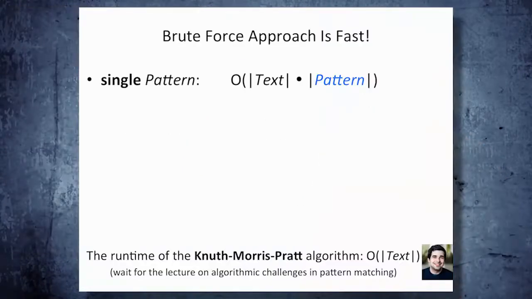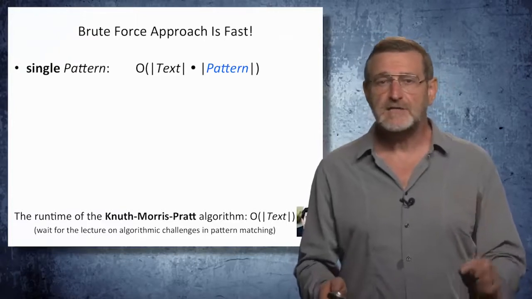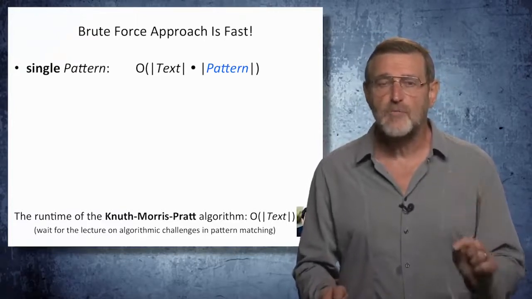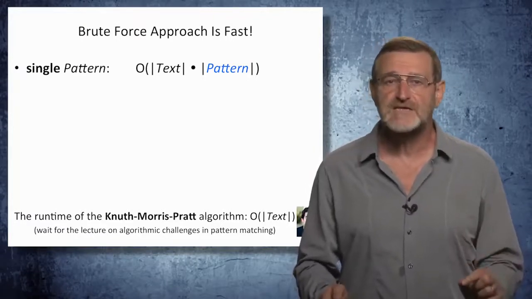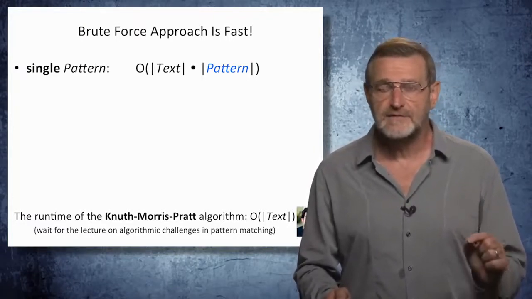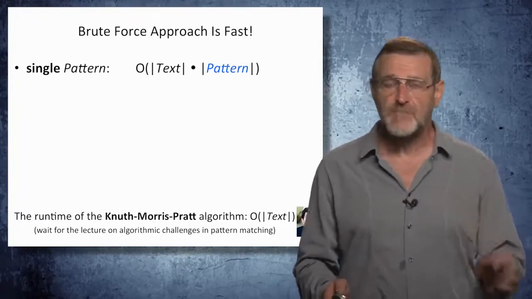This approach is actually very fast. It takes only O of |Text| times |Pattern|, because every time we drive along the text, it may take us up to |Pattern| symbol comparisons to figure out whether the pattern matches the text at a given position. And Misha will tell you later how the Knuth-Morris-Pratt algorithm allows us to speed up this naive brute force algorithm by running in O of |Text| time, independent of the length of the pattern.